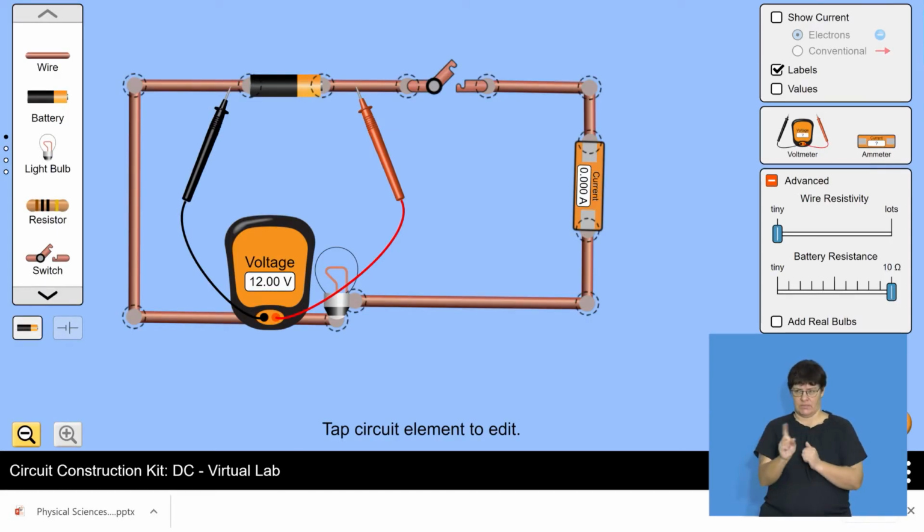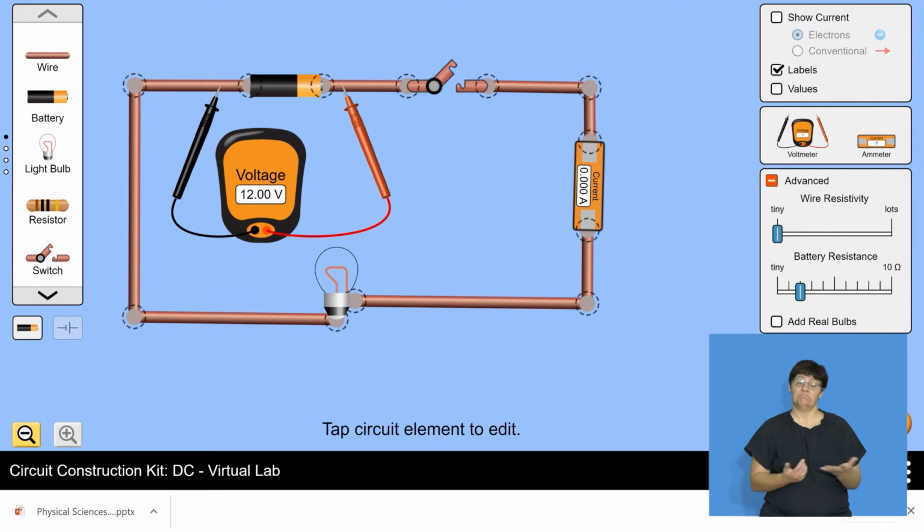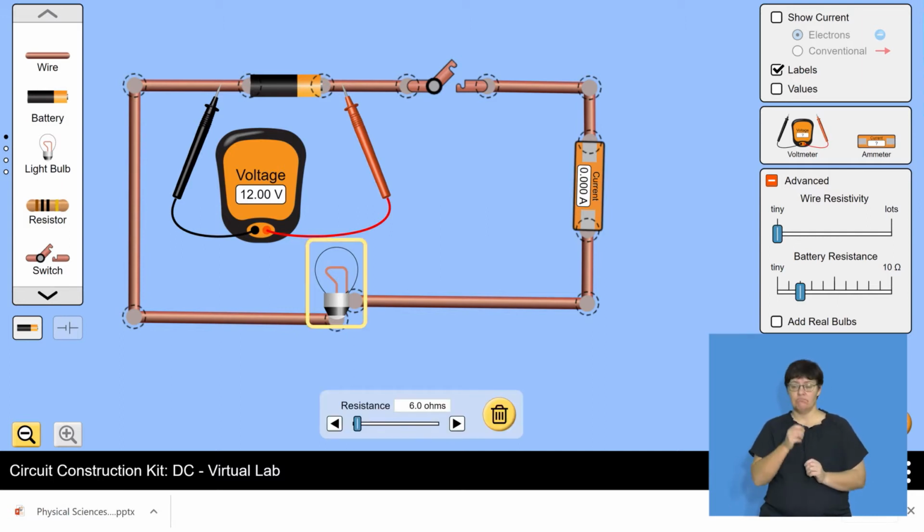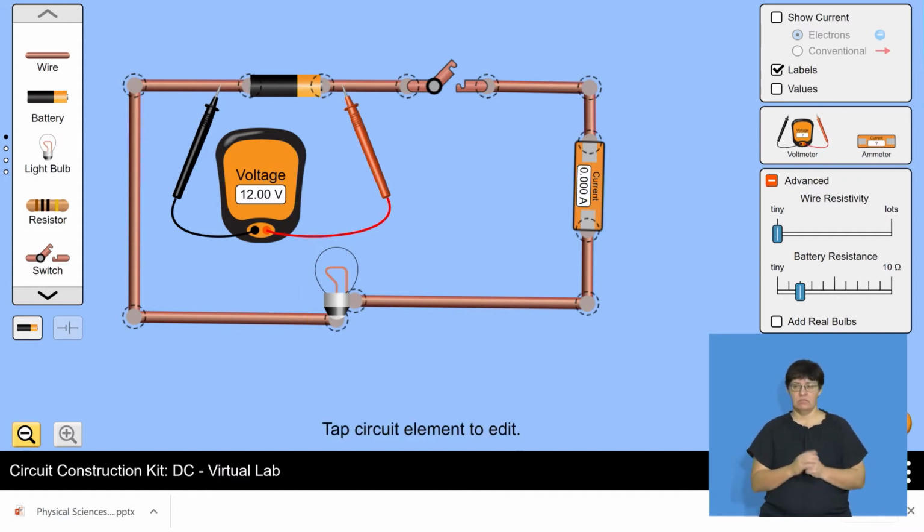If you look at the voltage across the battery, it is 12 volts. This is actually our EMF reading, the maximum energy of 12 volts for every coulomb of charge. The switch is open, so there's zero current. You can also confirm the resistance of the light bulb is 6 ohms. Now we're going to close the switch and see what happens.